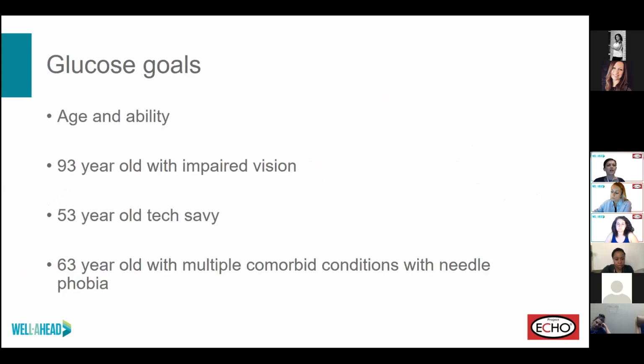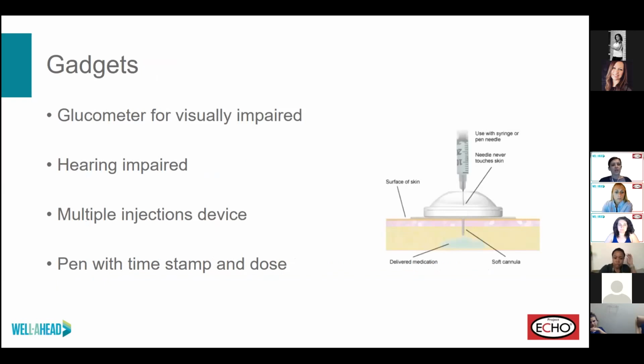And on the next slide, and again, Dr. Gadi pretty much covered all this, but goals, right? So if you have a 93-year-old with impaired vision, right? So these are going to be very different goals that you're going to have in mind, or what you're going to use, versus a 53-year-old tech-savvy person. A bunch of engineers in their 50s and 60s, and they want the latest and the greatest technology and timestamp, and I know what I took and when I took it and what graph goes up and down. It's wonderful. It's great, as long as they use it and kind of act based on those things. Or a 63-year-old with multiple comorbid conditions that has a needle phobia, right? So again, you take out half of the treatment for diabetes if they have to be on insulin, if they have needle phobia, or you may involve some sort of mental health help to kind of get them over this hurdle.